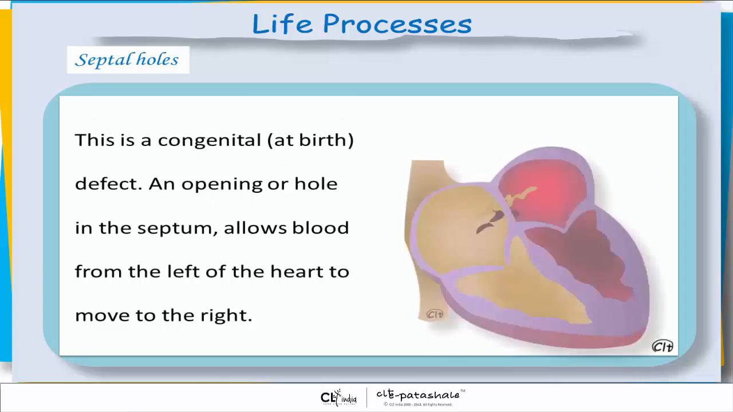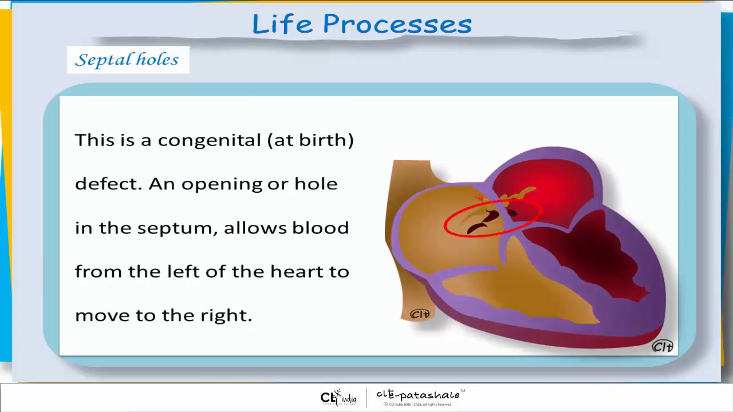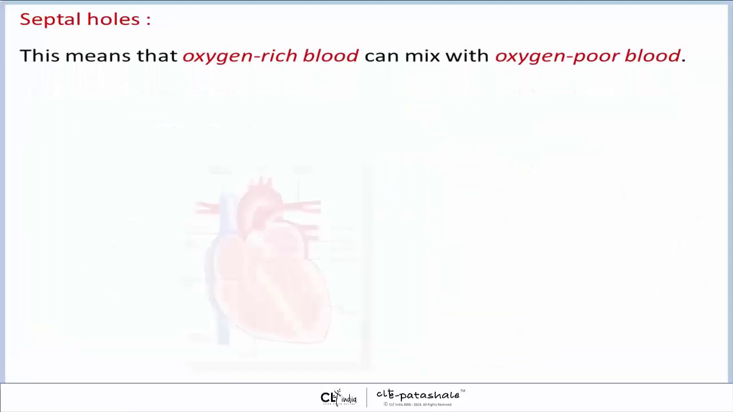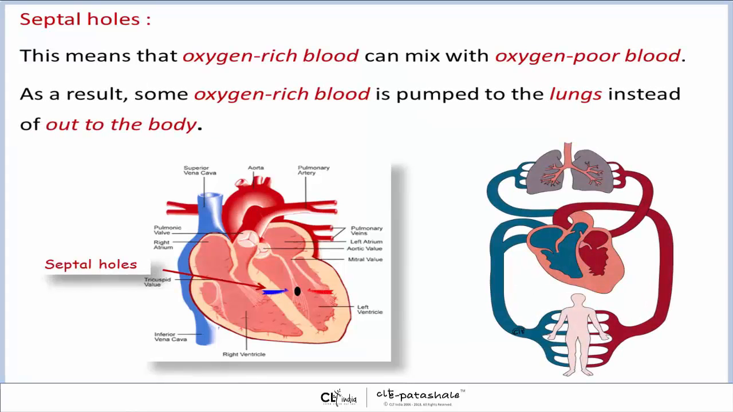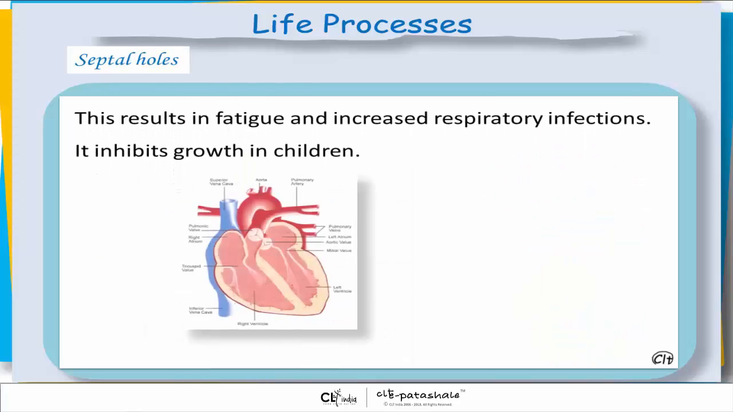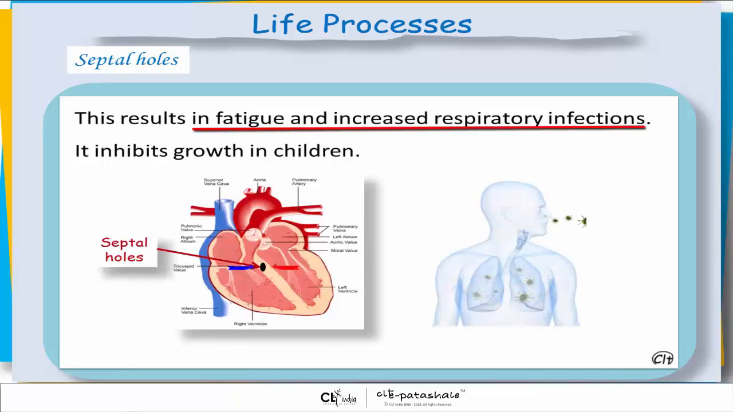This is a congenital defect present at birth. An opening or hole in the septum allows blood from the left of the heart to move to the right. This means that oxygen-rich blood can mix with oxygen-poor blood. As a result, some oxygen-rich blood is pumped to the lungs instead of out to the body. This results in fatigue and increased respiratory infections. It inhibits growth in children.